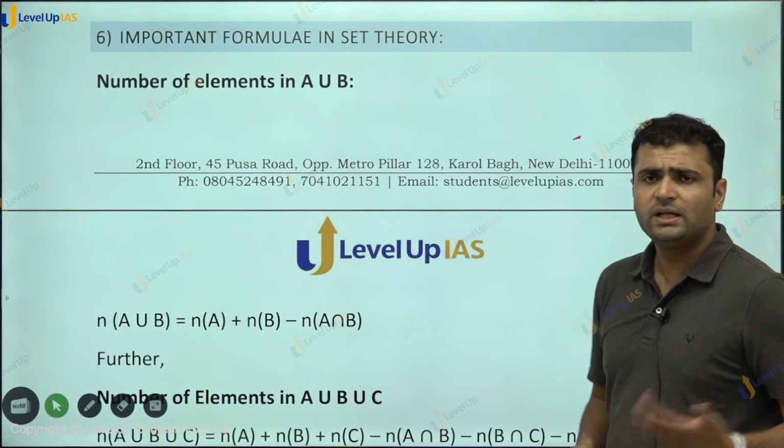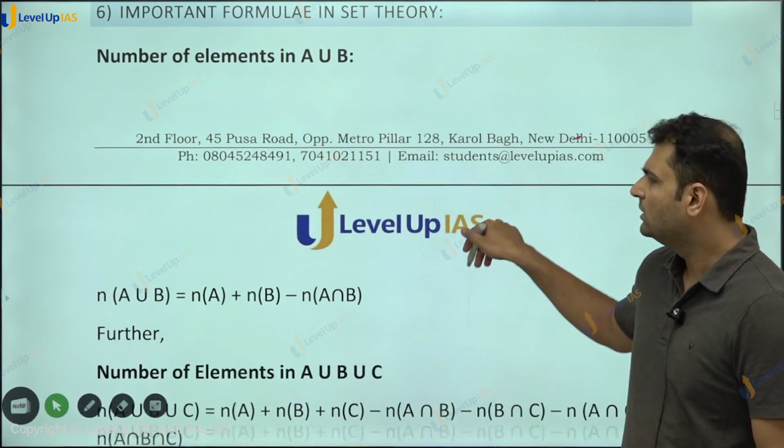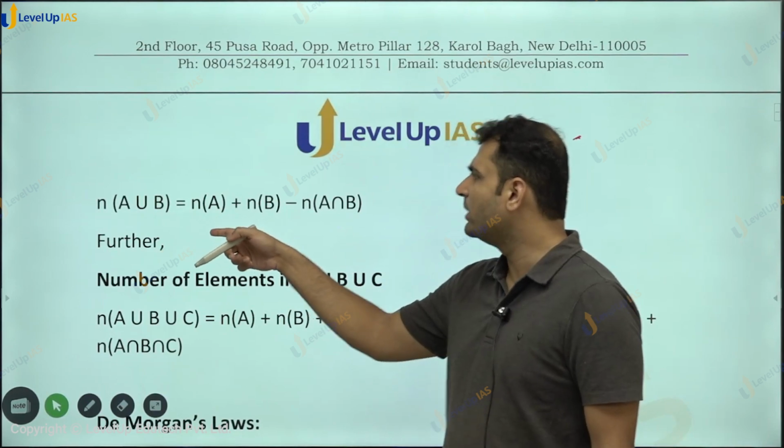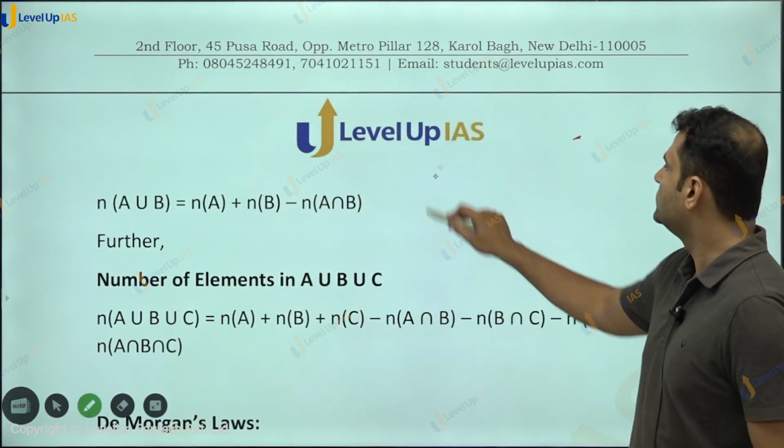Next, important formulas in set theory. First is the number of elements in A union B. Number of elements in A union B is equal to number in A plus number in B minus number in A intersection B.